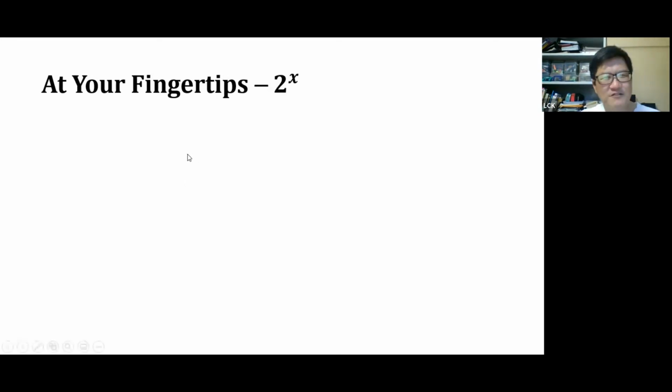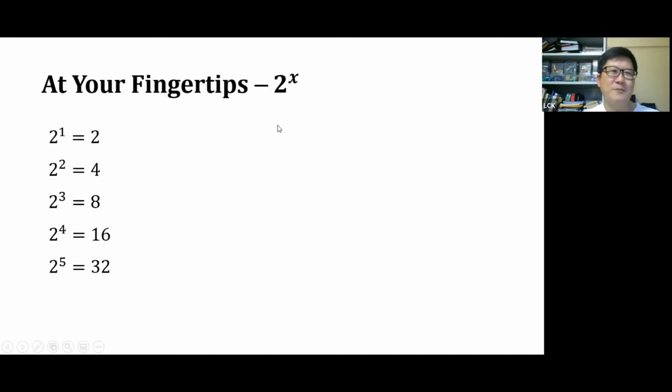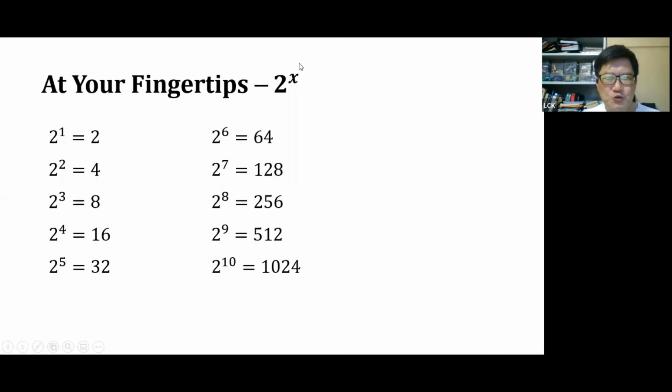One of the first things that you need to know is the 2 to the power of table. So 2 to the power of 1 is 2, 2 to the power of 2 is 4, 2 to the power of 3 is 8, and so on and so forth. For 2 to the power of something, know it up to the power of 10. Know this, because it's going to come in really useful when we work on the questions later.